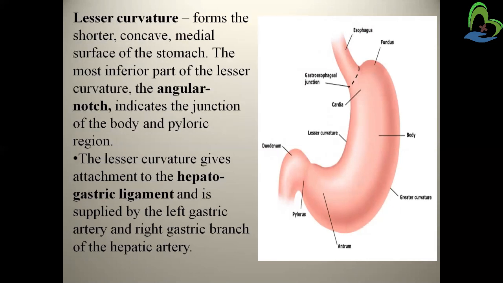Now the lesser curvature forms the shorter concave and medial surface of the stomach. You can see in the picture, this is the shorter concave surface of the stomach. The most inferior part of the lesser curvature, the angular notch, indicates the junction of the body and the pyloric region. The lesser curvature gives attachment to the hepatogastric ligament, and it is supplied by the left gastric artery and the right gastric branch of the hepatic artery.